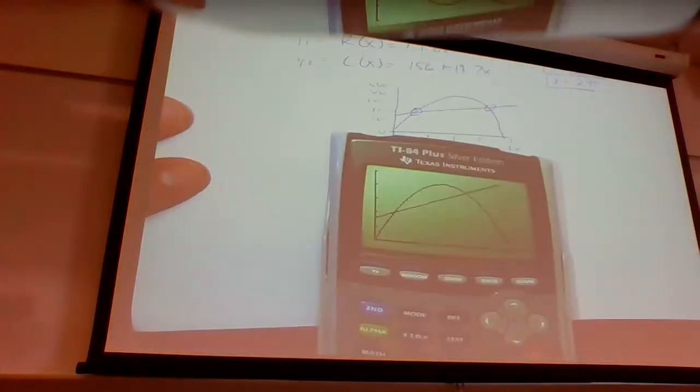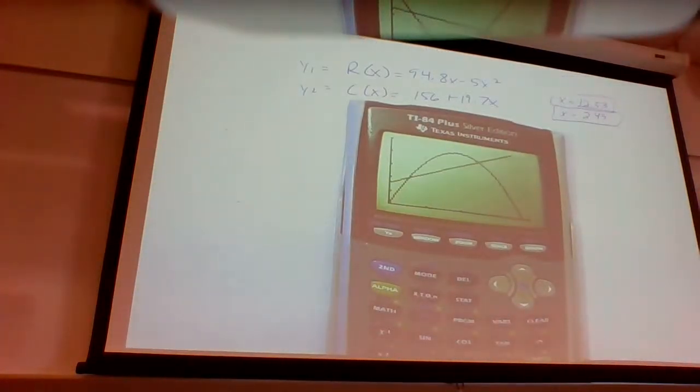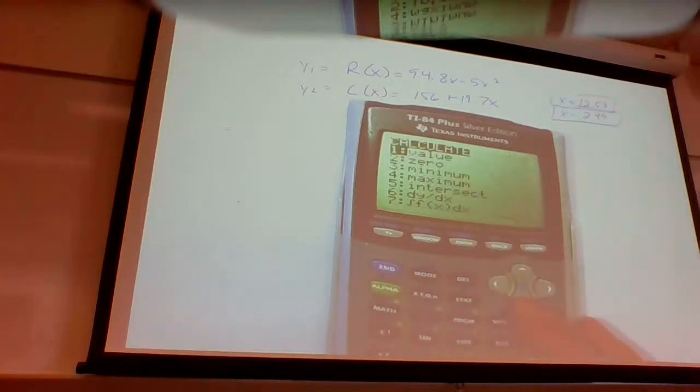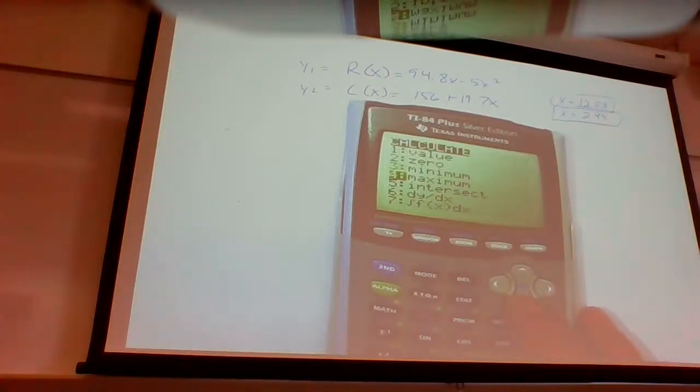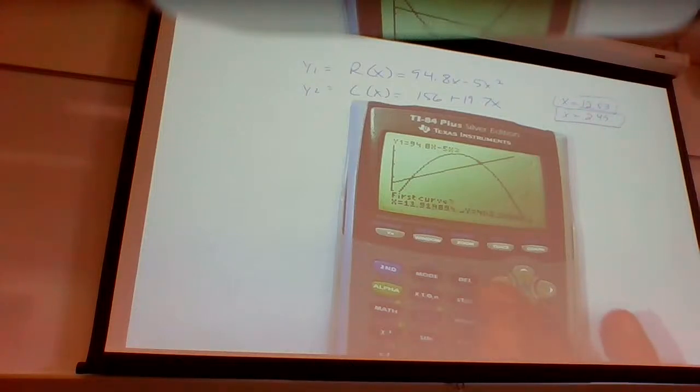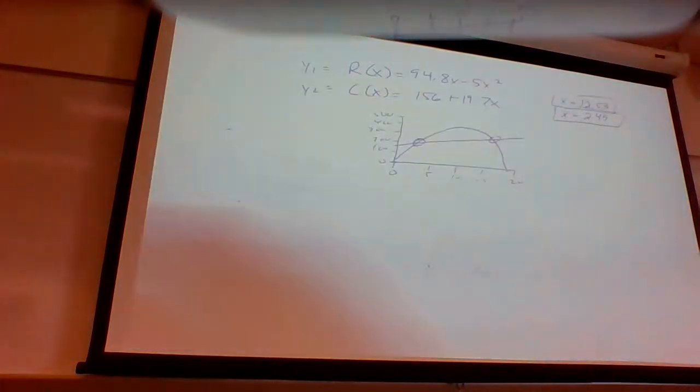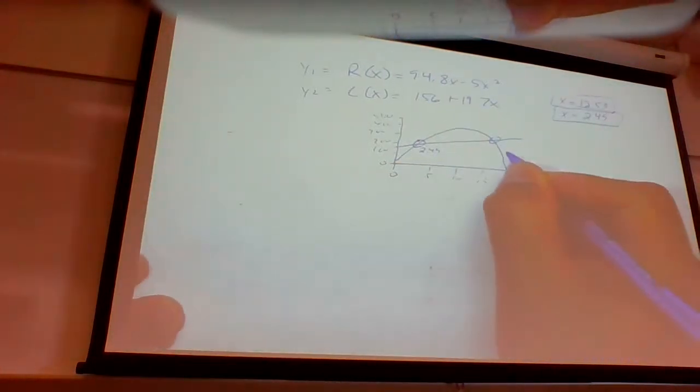So, there's your picture. What do I press to find where they intersect? Second trace. Intersect. Enter, enter, enter. It finds one of them, 12.53. To find the other one, second trace, intersect. Before you hit enter, enter, enter, move it to the other side. Once it's closer, enter, enter, enter. So again, by hand, using the program, and graphically.